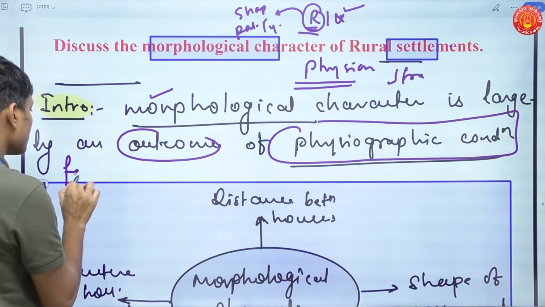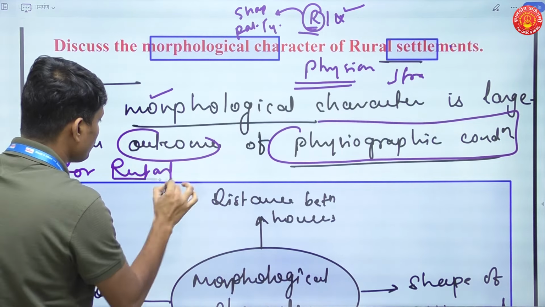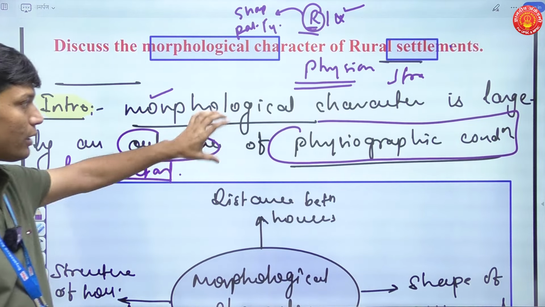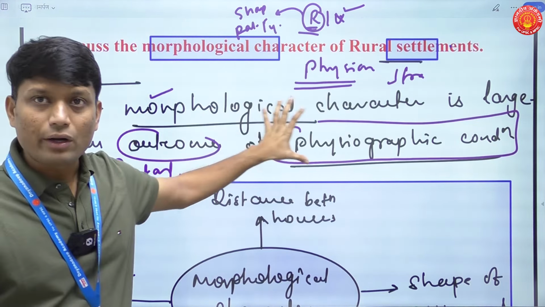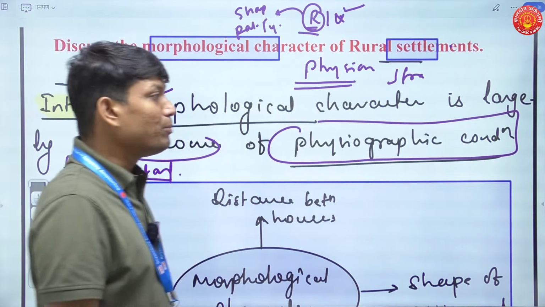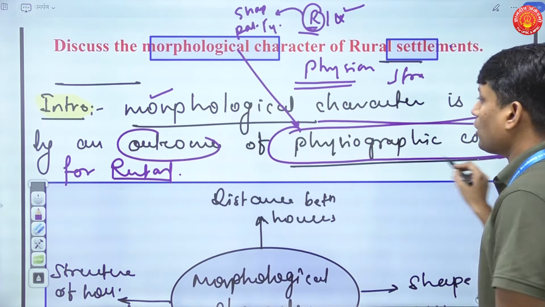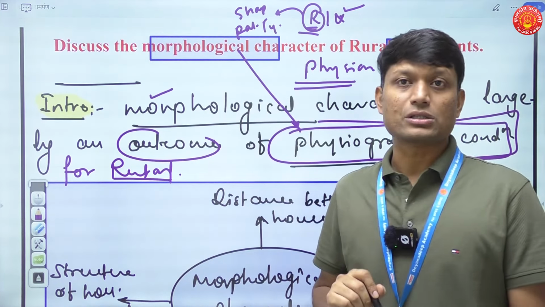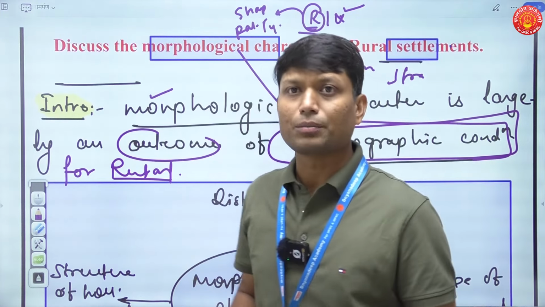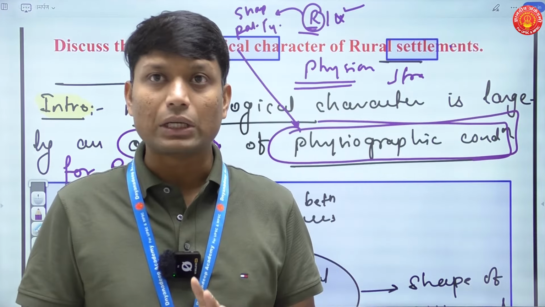Though I have not completed the sentence in my answer, here you should complete it with the words rural settlement. So I have already set an outline, or a context, as to where I am going. I will be talking more about how whatever morphological characters are coming, they are coming out of physiographic conditions, which is not the case for urban settlement. Whatever character an urban settlement acquires comes out of the socio-economic condition of that particular region.